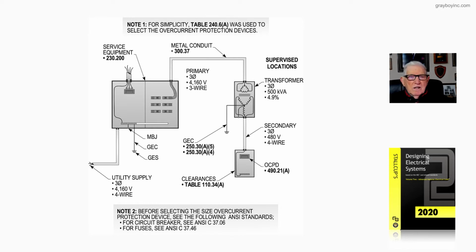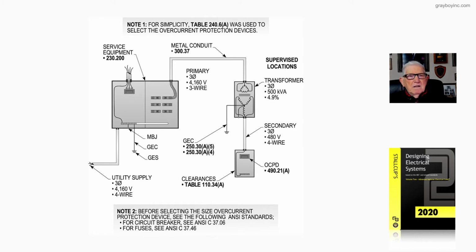240.6A to select our overcurrent devices instead of actually applying what's in note 2, the ANSI C37.06 and C37.46 based upon whether we're using a circuit breaker or fuse. So we wanted to point that out because some of you folks wonder about that.